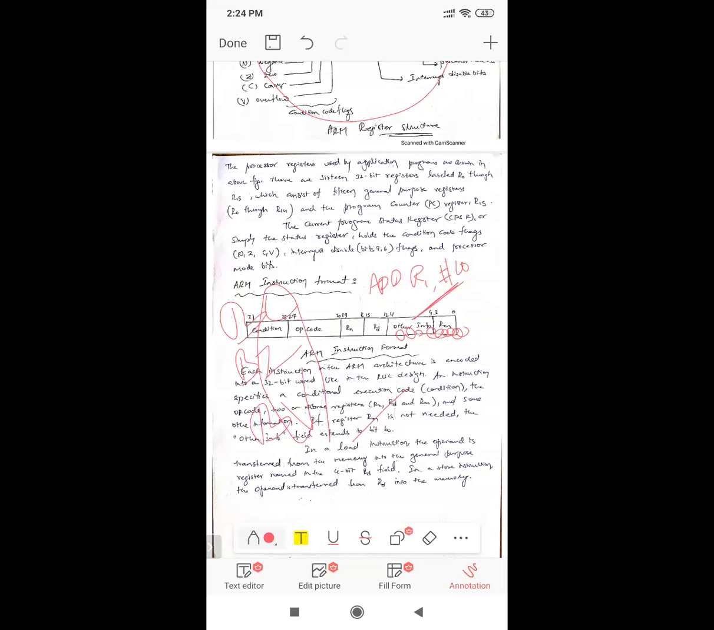The opcode field is used to specify which operation is performed by the processor. ఆ ఇన్స్ట్రక్షన్ ద్వారా మీరు ఏ ఆపరేషన్ చేయాలనుకుంటున్నారో ఆపరేషన్ is specified in the opcode. Then two or more registers RN, RD, RM and some other information. The other information, already discussed, is used to represent immediate operands. If register RM is not needed, the other information field extends to bit 0. If RM is not needed, those 4 bits are combined in the other information field. Okay.